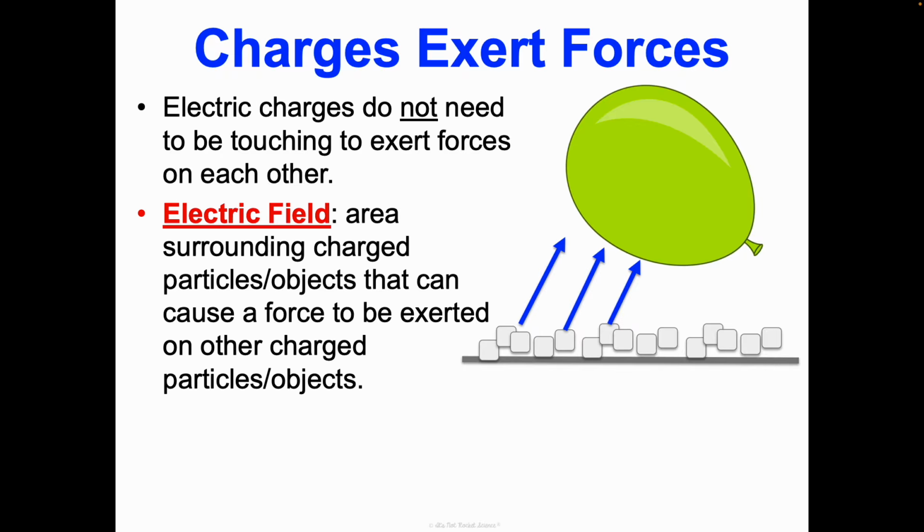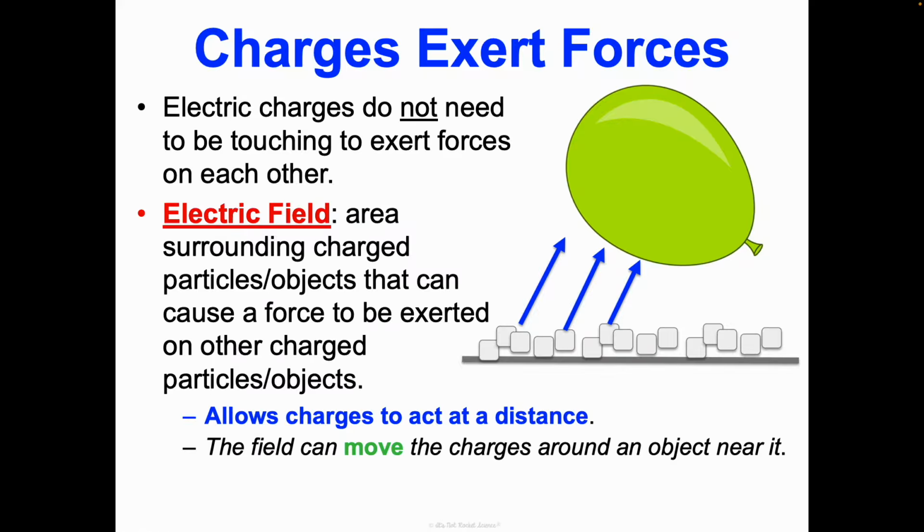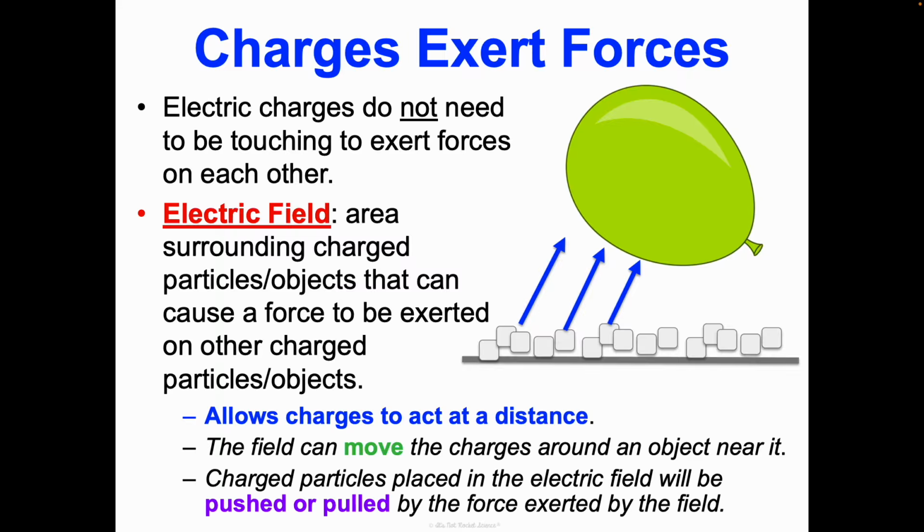Because electric charges have an electric field. So the area that surrounds charged particles or charged objects can cause a force to be exerted on other charged particles or objects without touching them. Charges can act at a distance because of this electric field that it gives off. Also, the field can move the charges around an object near it. Charged particles placed within an electric field that a charged object has can push or pull by the force exerted by that field.